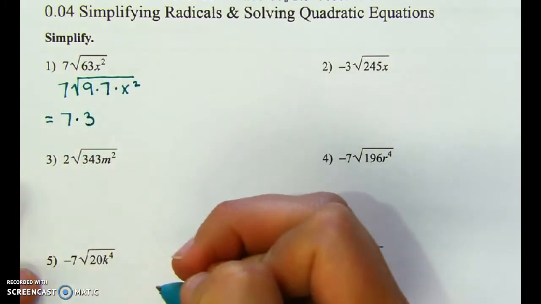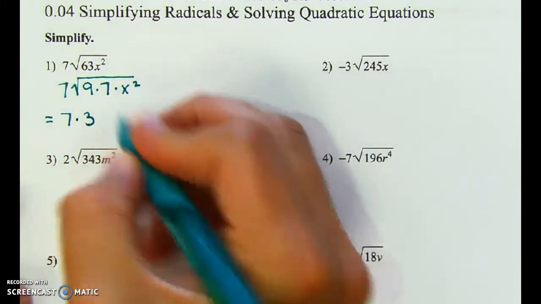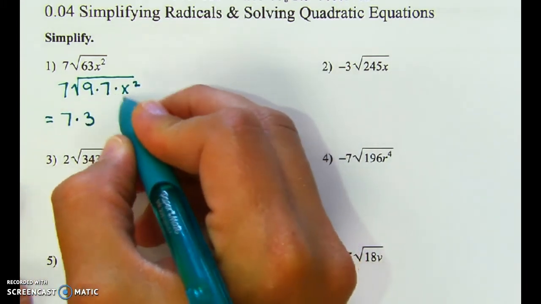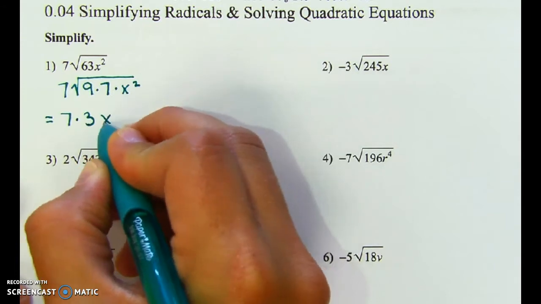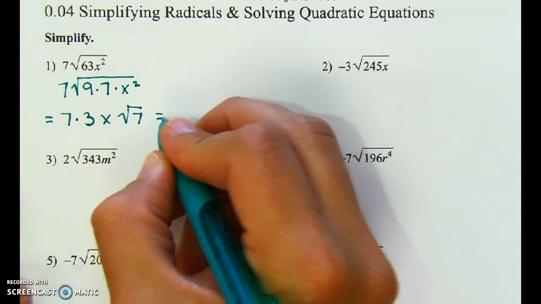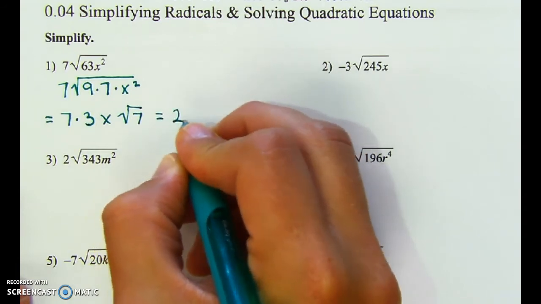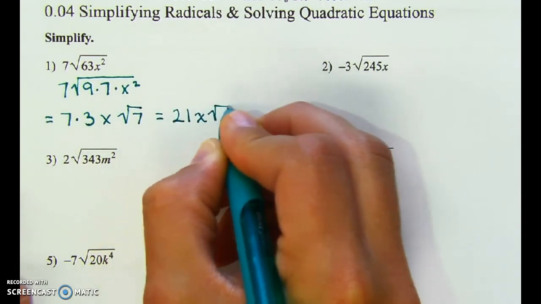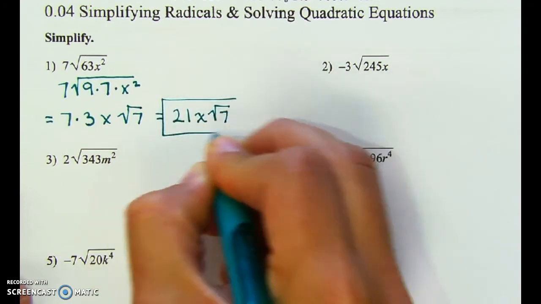I don't know the square root of 7. It's in the calculator, so that has to stay. I do know the square root of x squared. Square root of x squared is x. So the 7 stays, the other square roots get to come out, and we get 21x times the square root of 7 as the final answer.